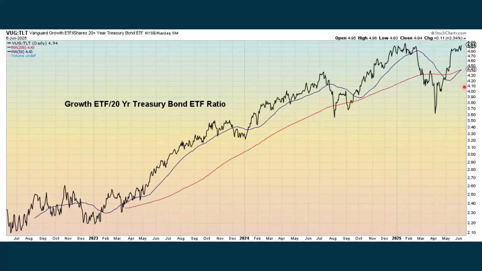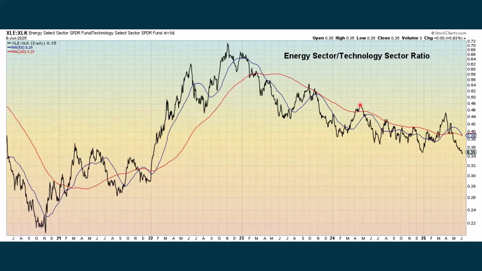And we look at growth stocks and compare them with bonds, starting to see a golden cross here as growth stocks are outperforming bonds. That wasn't the case when we were really going down. The energy sector to the tech sector, this is going down. That just shows that energy is underperforming tech. We were going up as stocks were going down. Now this ratio continues to decline.